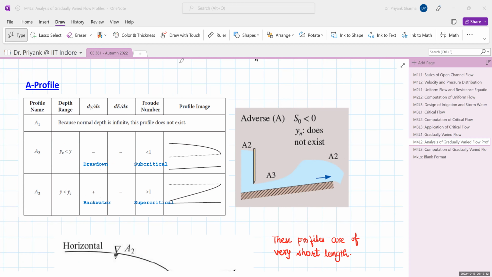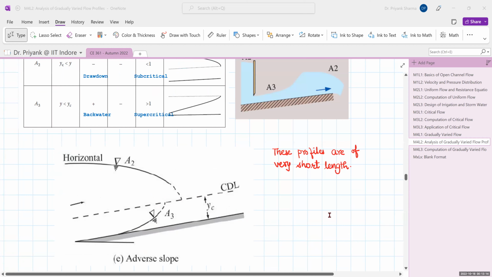Now, these profiles are of very short length, if at all they exist in nature, because they are non-sustaining slopes. So one thing we can see clearly, that the zone 2 profiles are all drawdown profiles. So in all, 4 drawdown profiles are there: M2, S2, H2 and A2, and the remaining 8 are backwater profiles.